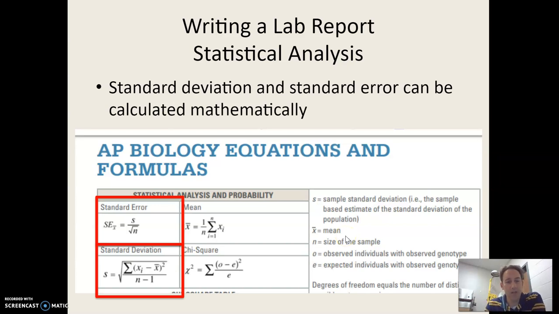So I'm going to pause at this point, and then we're going to continue with part 2. And in part 2, we're going to talk about how we actually calculate these things mathematically.